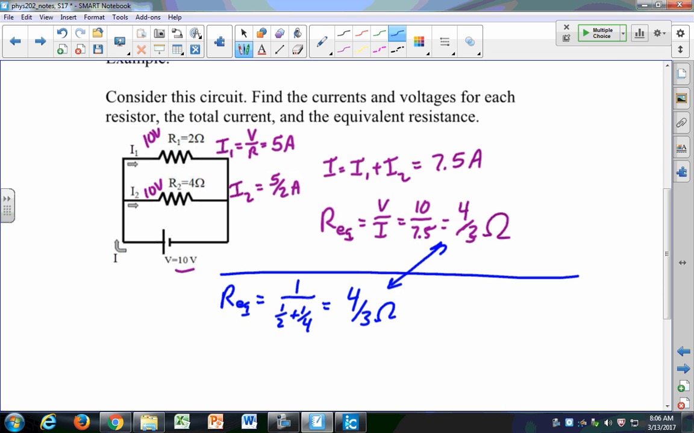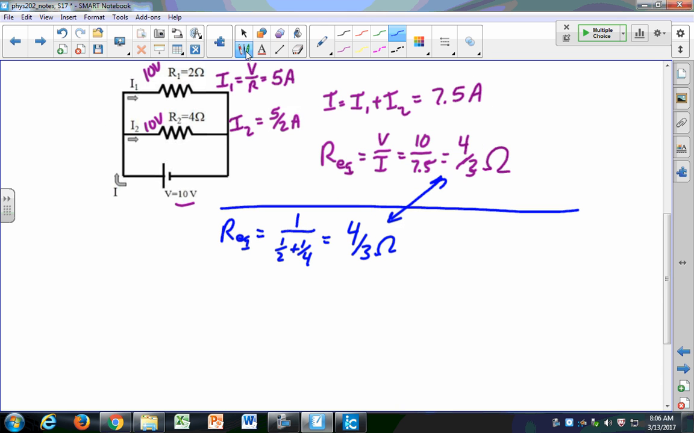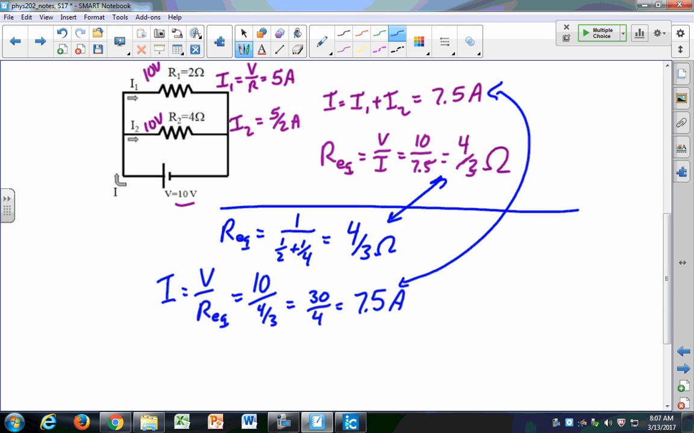The equivalent resistance is the voltage over the total current. Then I can find the total current, which is going to be V over R equivalent. That's from Ohm's law. That's 10 over 4/3. So that's 30 over 4, 15 over 2, which is 7.5 amps. Notice this is consistent with what I found before by using the junction rule instead of using Ohm's law. And then you really just have to recognize that you get 10 volts here and here to say that the voltages V1 and V2 are 10 volts.